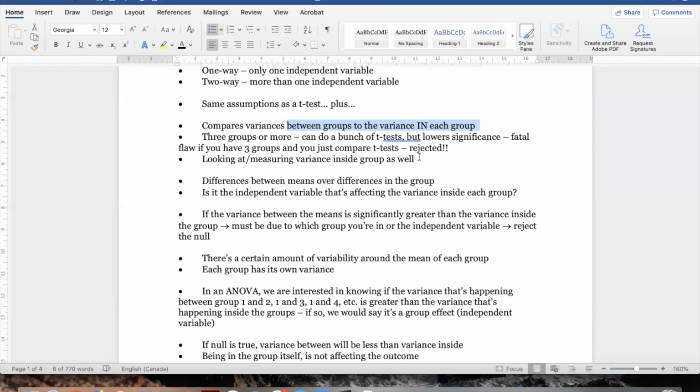You can't do, like I said before, you can do a bunch of t-tests, but it lowers the significance. If you have a study and you have 3 groups in your independent variable and you've done 3 or 4 t-tests, your study will be rejected right away. So how do we do this?